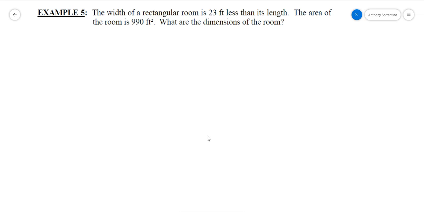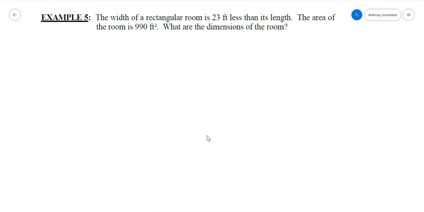So for example 5, the width of a rectangular room is 23 feet less than its length. The area of the room is 990 square feet. What are the dimensions of the room? Now we had done a problem like this beforehand that dealt with perimeter. Perimeter deals with standard units, whereas area deals with square units. You can see here it's square footage. That means that chances are, when I deal with formulas dealing with area, it's going to be quadratic in nature.